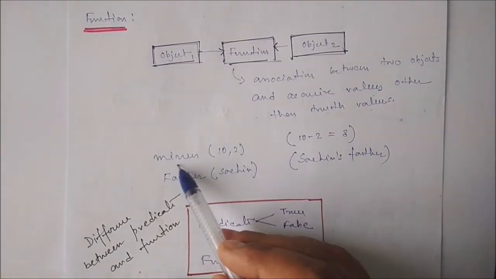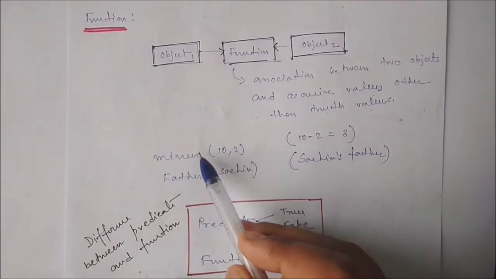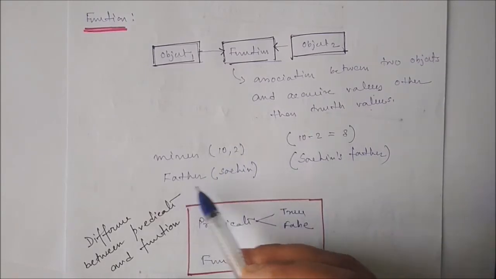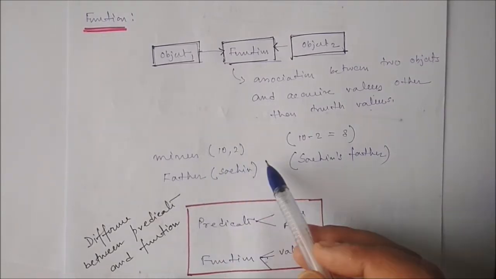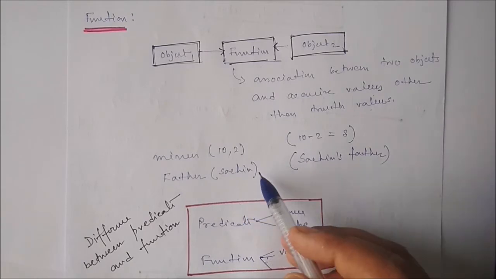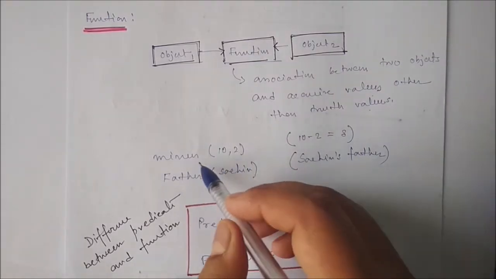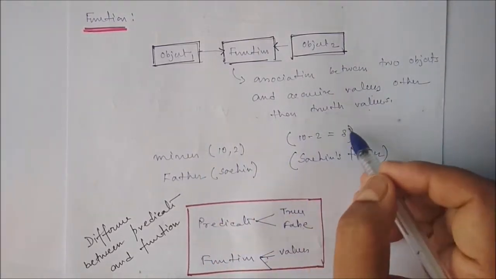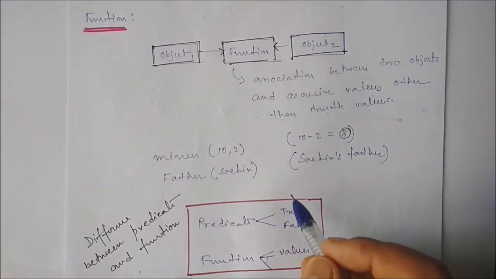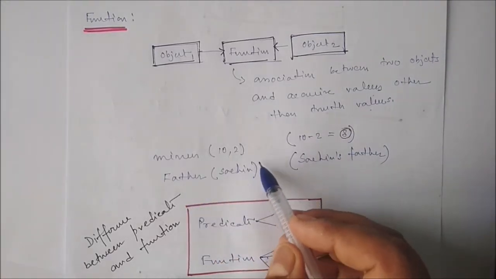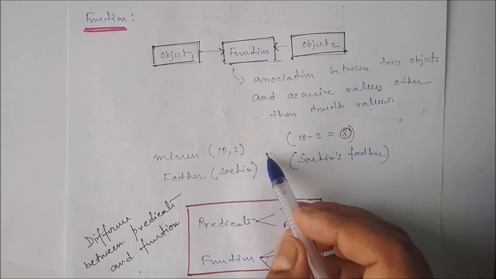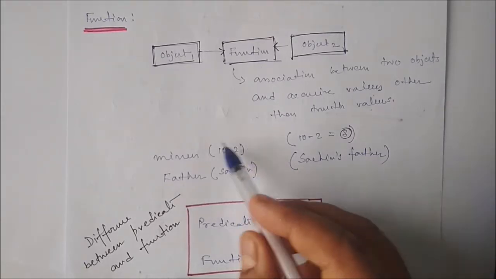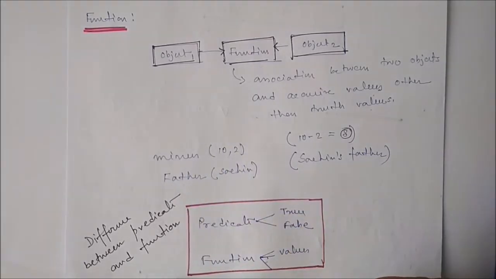For example, minus 10 comma 2. So what is the value? It is 8. Father of Sachin, Sachin's father, must have some value. It should not be true or false. Minus 10 comma 2 should not be true or false. There must be some value. Father of Sachin must be some value, not true or false. So these are called functions.